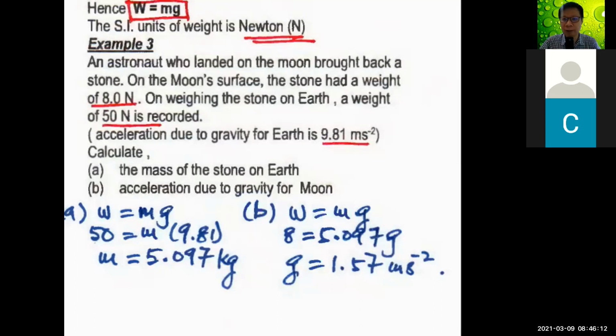Because the mass never change. Yes, correct. The mass will never change. The mass on the Earth and the mass on the moon remains the same. You remember now, mass will never change in whatever situation, whatever condition. The one that will change is weight. Weight is affected by gravity. Okay, yes, correct. So you get this answer. So gravity on the moon is only 1.57 meter per second square. Very little.